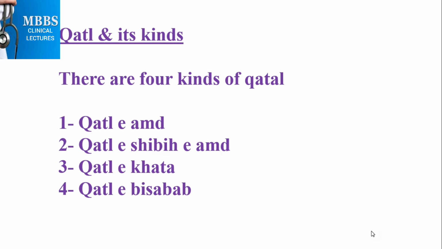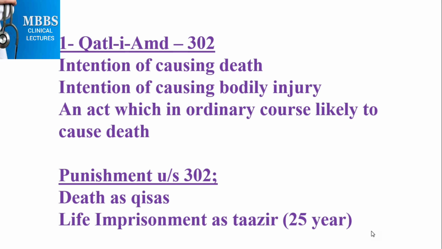So Qatl, killing of a person, causing the death of a person, in Qisas and Diyat is known as Qatl, and it has 4 sub-varieties: Qatl-e-Amd, Qatl-e-Shibh-e-Amd, Qatl-e-Khata, and Qatl-bis-Sabab. We shall be discussing them one by one. Number 1 is Qatl-e-Amd, meaning intention of causing death.